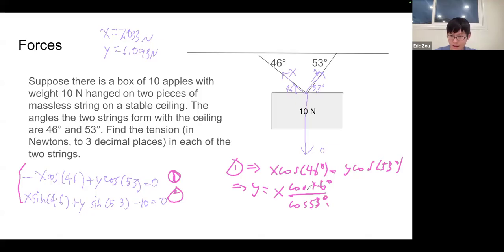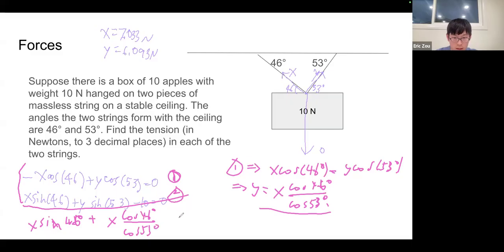And after that, you can plug this thing inside of equation 2, and we get some linear equation in x. So this will be x sine 46 plus y, which is this thing over here, times sine 53 degrees. This minus 10 is equal to 0.